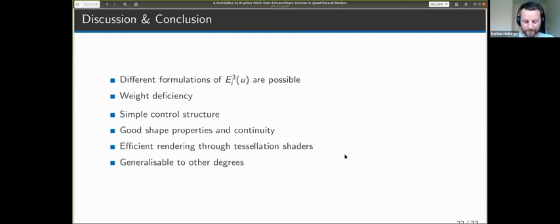Of course, it should be possible to generalize this construction to other degrees, so maybe quadratic B-spline functions and higher degrees. We're still working on that. And yes, I don't know how much time I have, because I could show a quick demo of, yeah. Please go ahead. Okay.